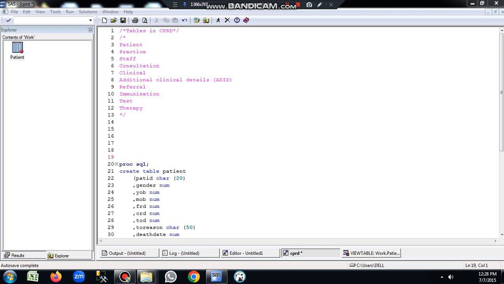CPRD stands for Clinical Practice Research Datalink. It is a real-world research service database supporting retrospective and prospective public health and clinical studies. So if you are into clinical trials, this may not be quite relevant to you. This is more for those of you who are working on real world evidence and real world data, so it is relevant to those areas.